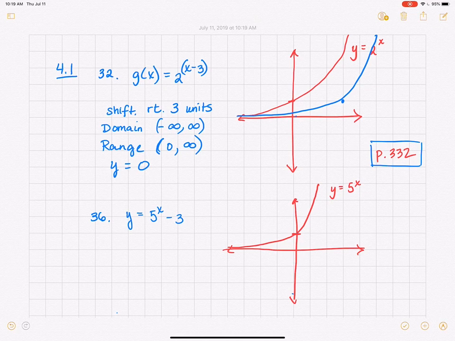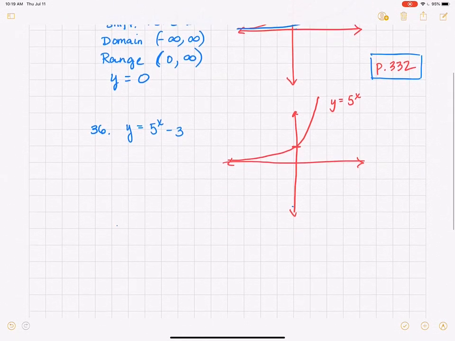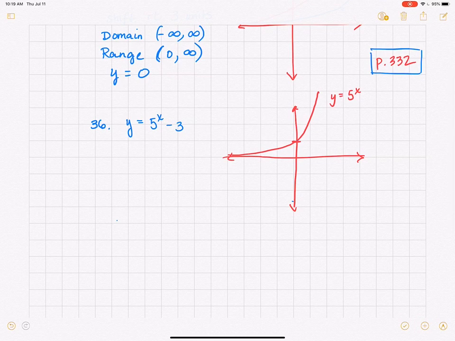All right, now in 36, let's see what's going on with 36. So 36 is actually not the right problem. I think that's supposed to be a negative x right there. All right, so 36 is y equals 5 to the negative x minus 3.